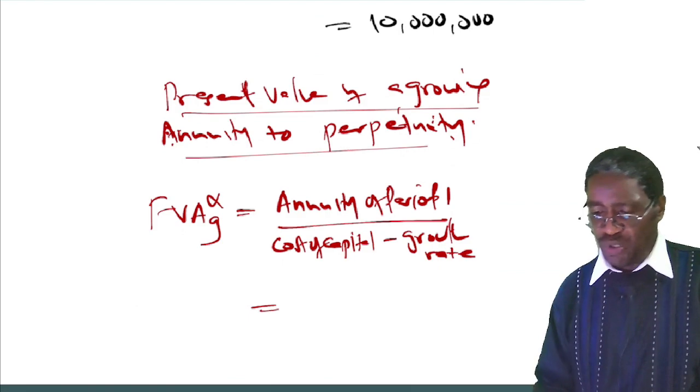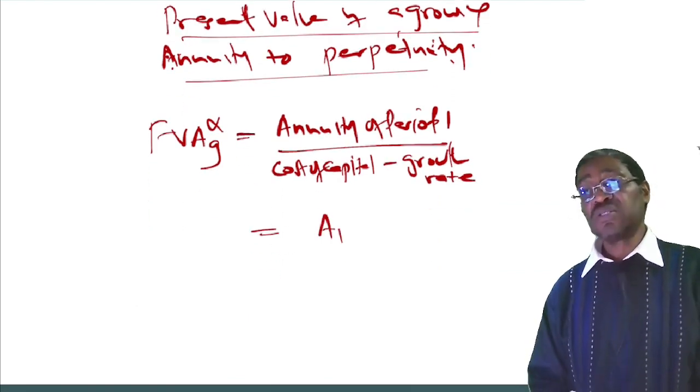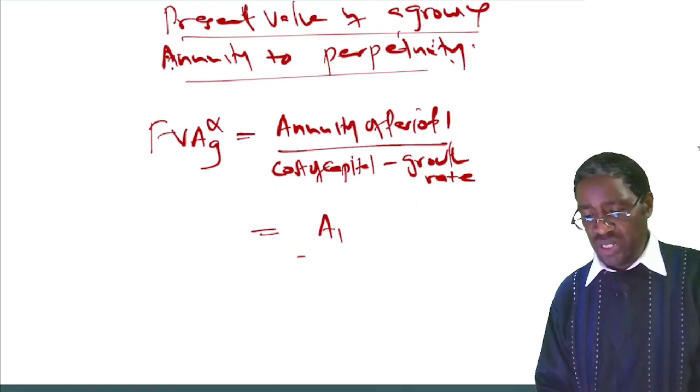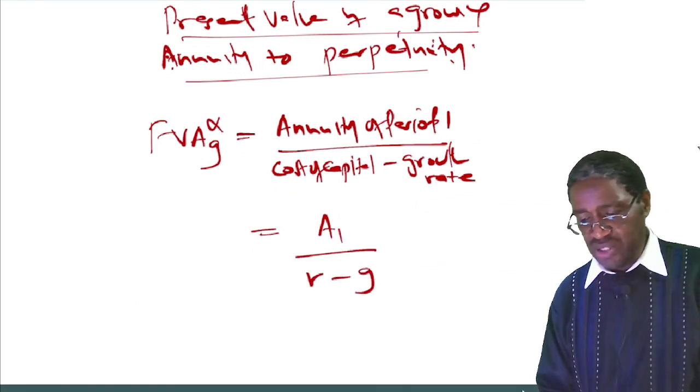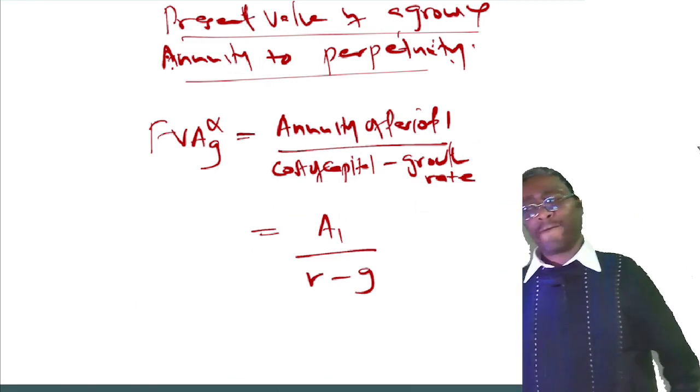Then you can put it this way. This will be given by A1. We'll talk about that in a short while. Divide by R minus G. Let me explain.